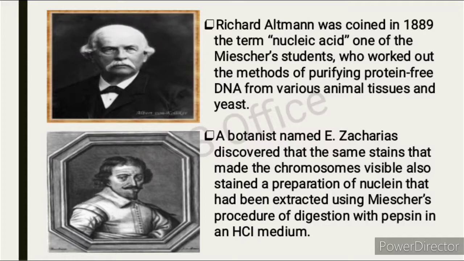Botanist Zacharias also stained a preparation of nuclein that had been extracted using a Miescher procedure of digestion with pepsin in an HCl medium. Further, when the pepsin HCl extracted cells were subsequently extracted with a dilute alkali, a procedure known to remove nuclein, the cell residue, which included the chromosome remnants, no longer contained stainable material. This and other results pointed strongly to nuclein as the component of the chromosomes. In the remarkable proposal of Otto Hertwig.